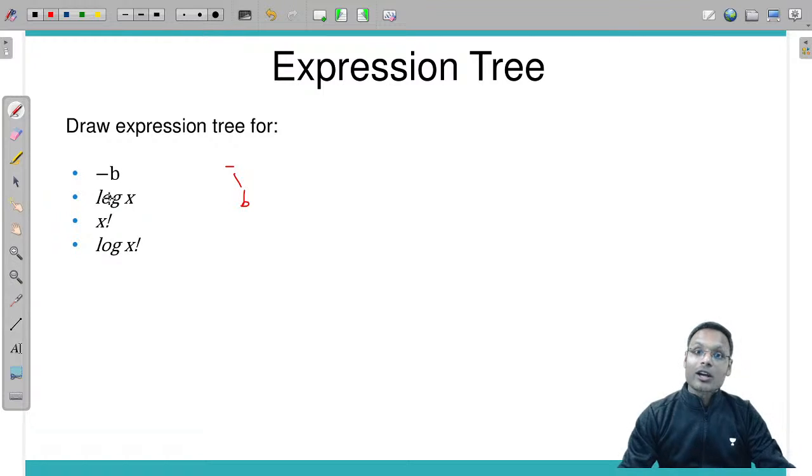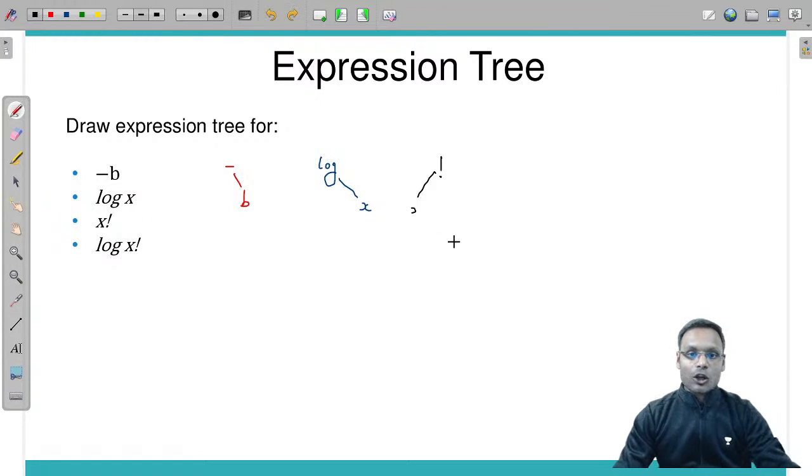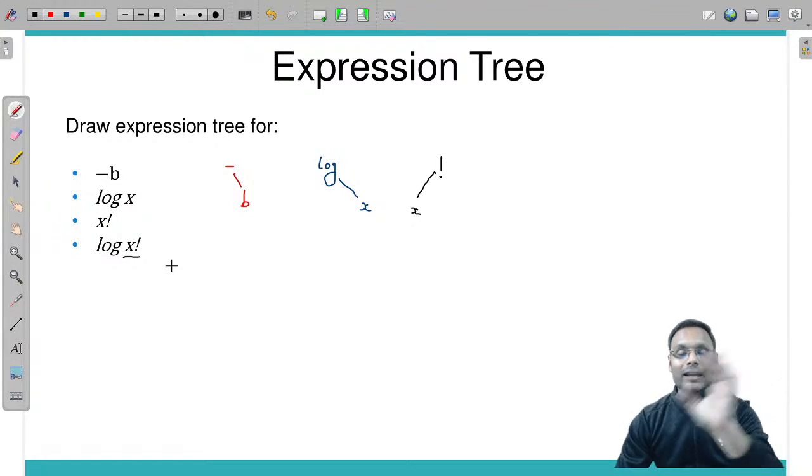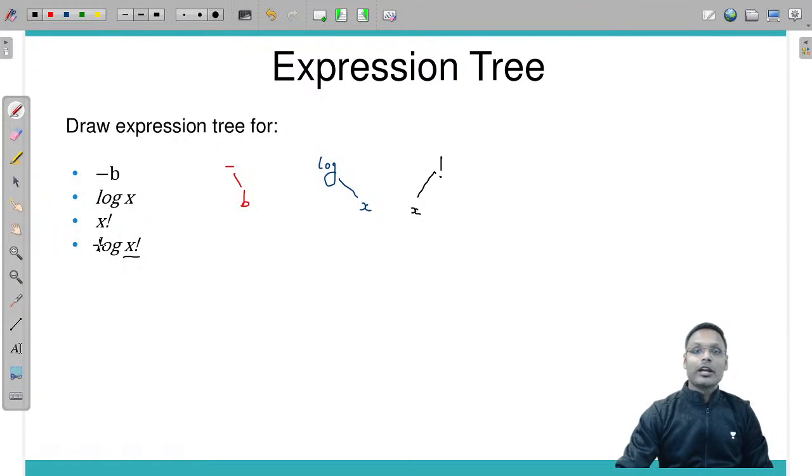Similarly, log x, what is the operator? What is the operation? X or log? Arey baba, log is the operator, so operator is on the root, and then x is the right operand, should be in the right child. Next, x factorial. Factorial is the operator, that particular operator to be solved, and then this operator has left operand x. Next is log of x factorial. In the log of x factorial, first you will solve x factorial. After that you will take its log.